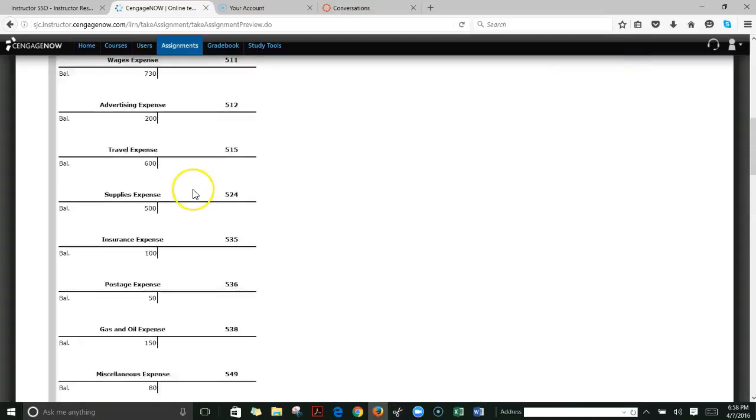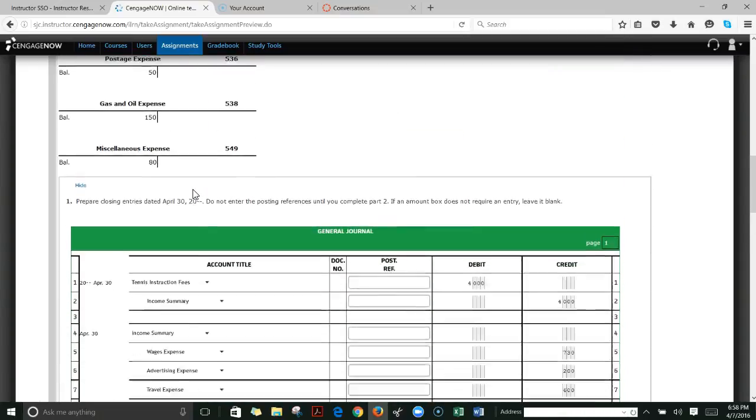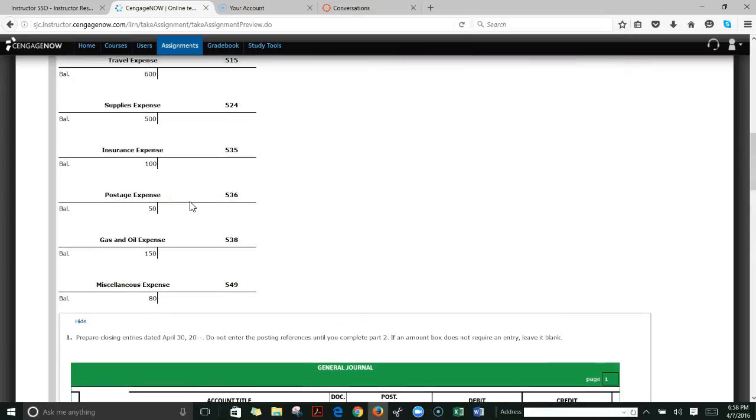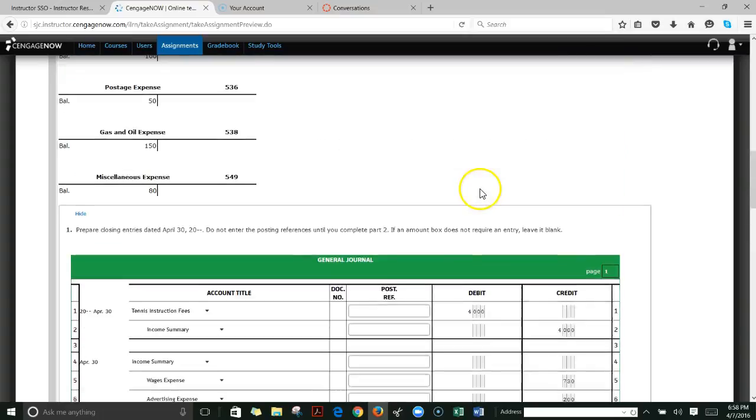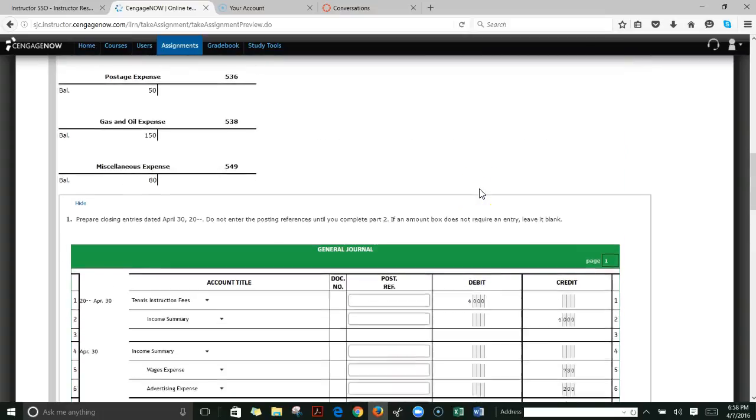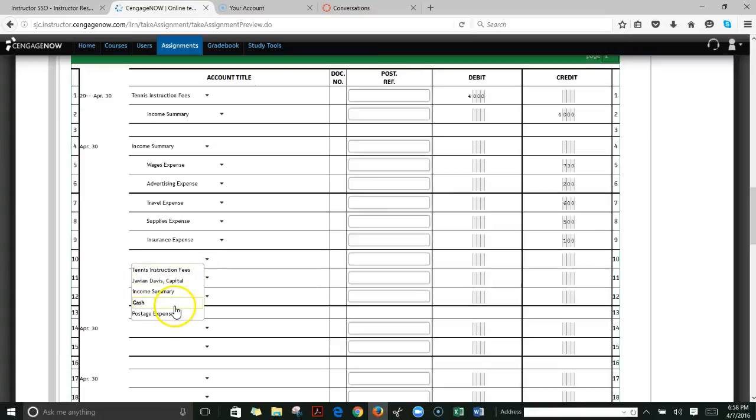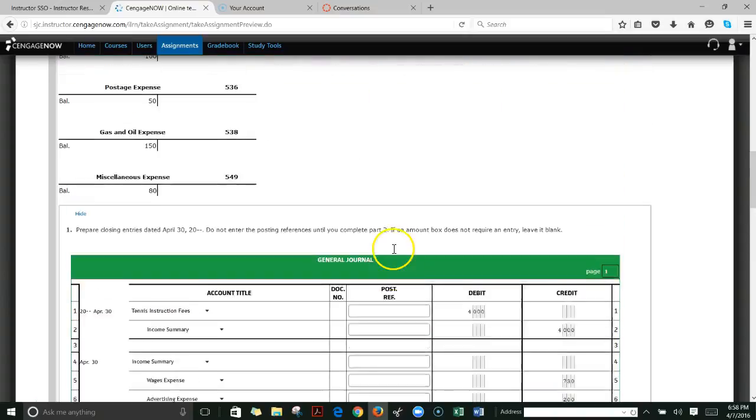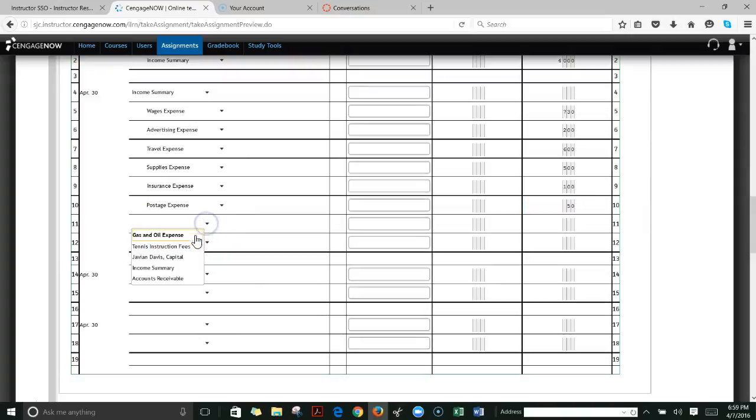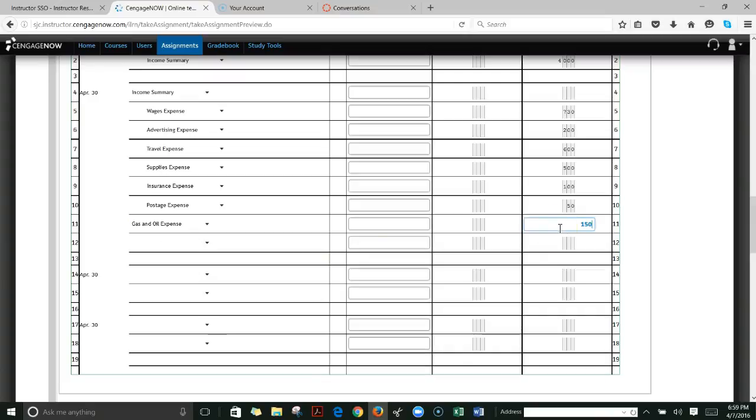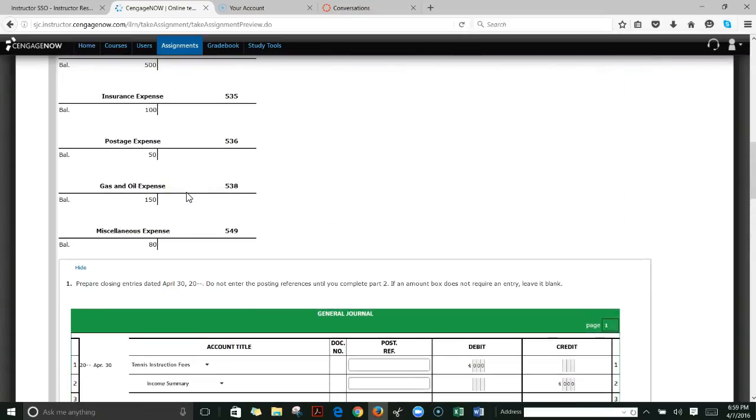The next expense is insurance expense for 100. The next one is postage expense for 50. Gas and oil for 150. And miscellaneous for 80.